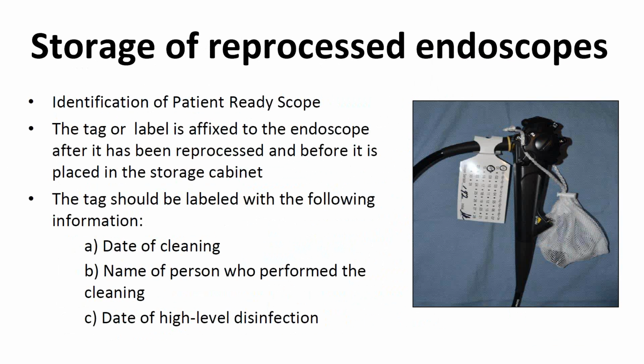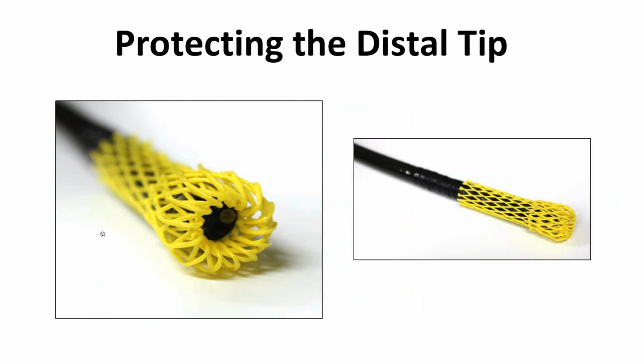The photo here shows an example of some tags that are available to clearly identify that a scope has been reprocessed, that it's clean, it's disinfected, and it also captures information such as when it was cleaned, who did the cleaning process and disinfection, and also when the high-level disinfection or reprocessing occurred. Next slide.